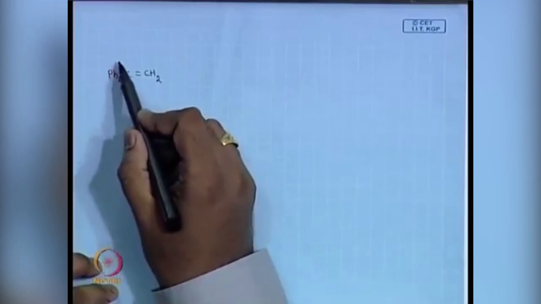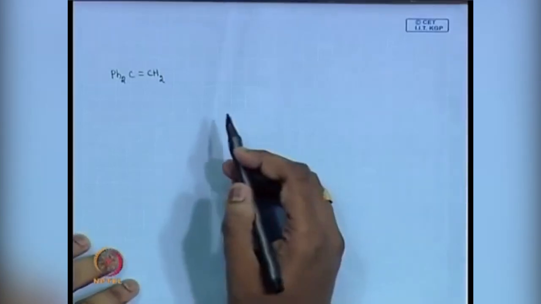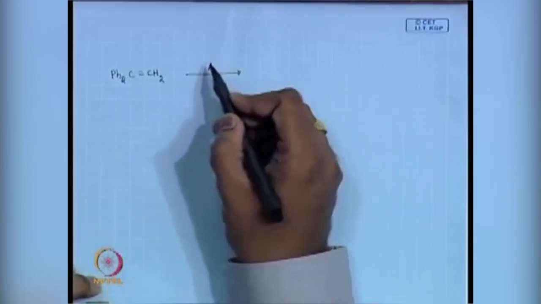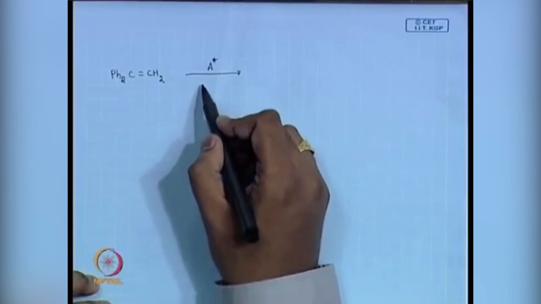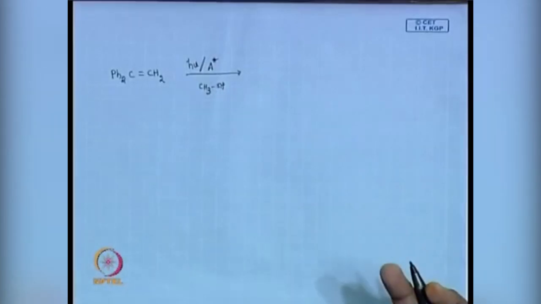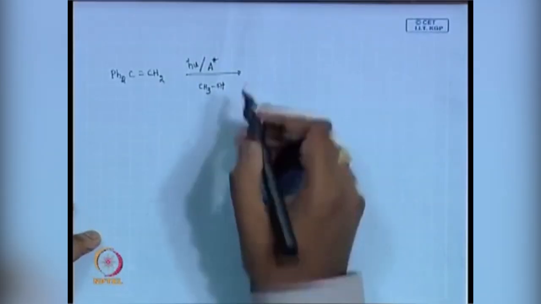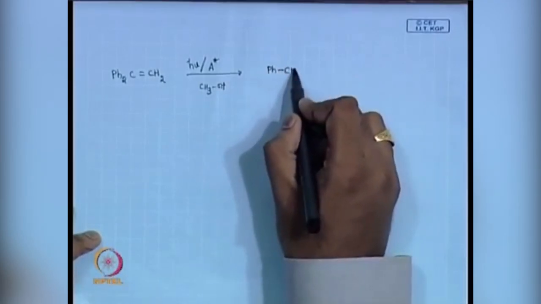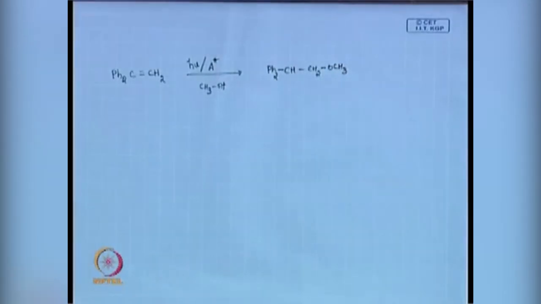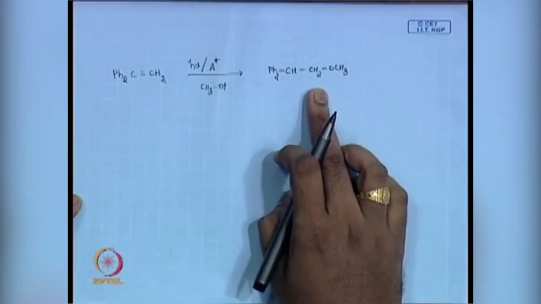Ph2C=CH2, phenyl, okay. If I do this chemistry in presence of acceptor, in methanol, your acceptor can be 9-cyanoanthracene or whatever it is, you do this chemistry, I end up with a product. Which is looking like what? Anti-Markovnikov, right? I get an anti-Markovnikov product.